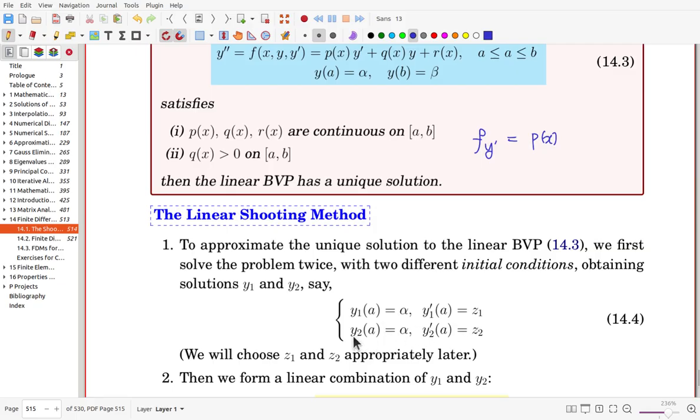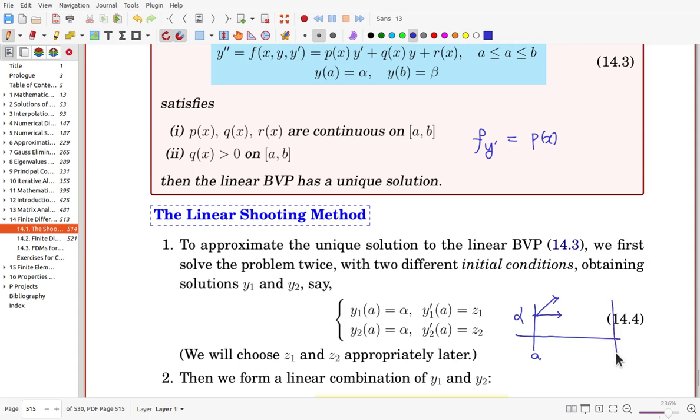And for another solution, y2, at the beginning point the value is alpha, but now the slope is assigned to be z2, and we solve it. So it looks like, at A, this height is alpha, and we are solving one problem along with one slope, and solving another problem with a different slope, like that. So it looks like shooting from the beginning point.